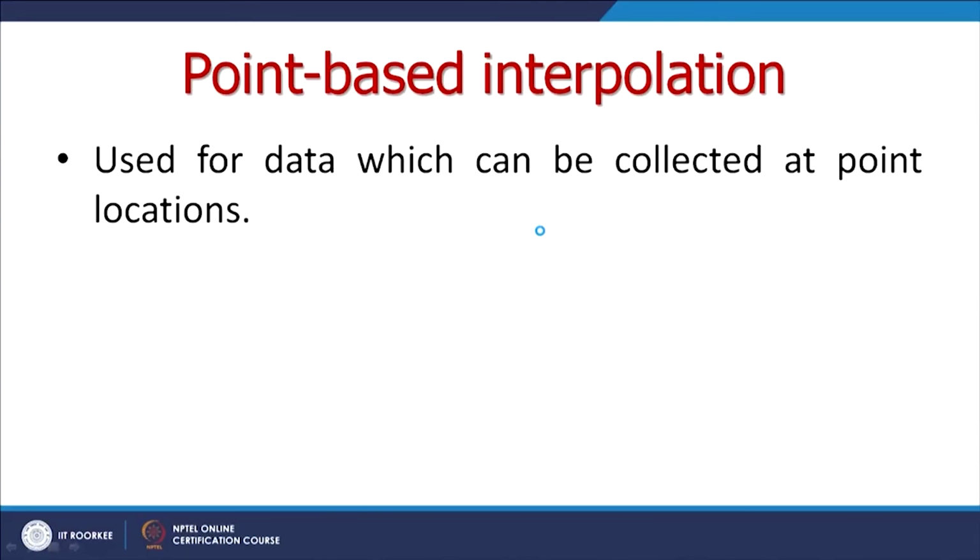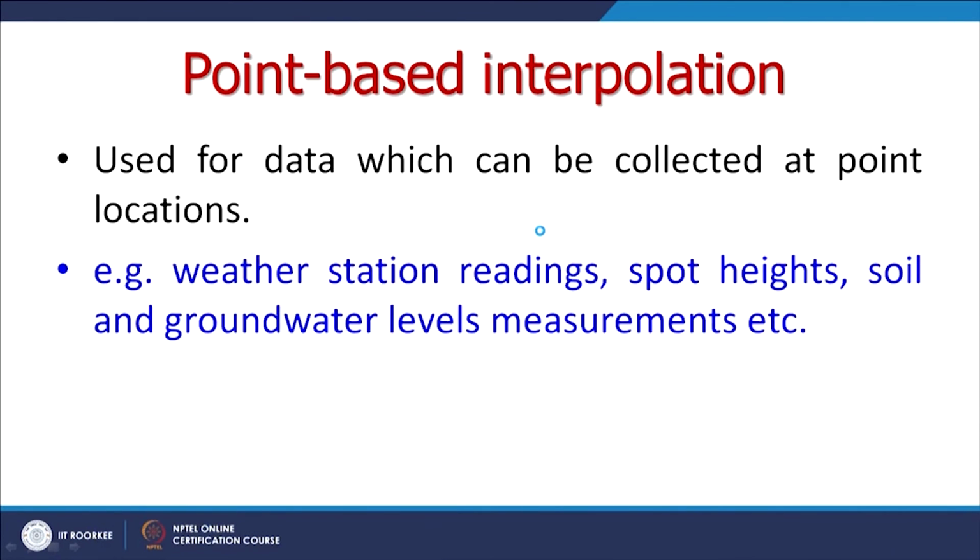Now, this is point based; of course, generally the input is always point data. So that is why we are now discussing point based interpolation, which uses data that can be collected at point locations. For example, for rainfall or temperature or anything else, the data can come from weather stations, spot heights, soil properties, maybe concentrations of certain elements or pH value, or also groundwater levels. So there are various places from where the data can come.